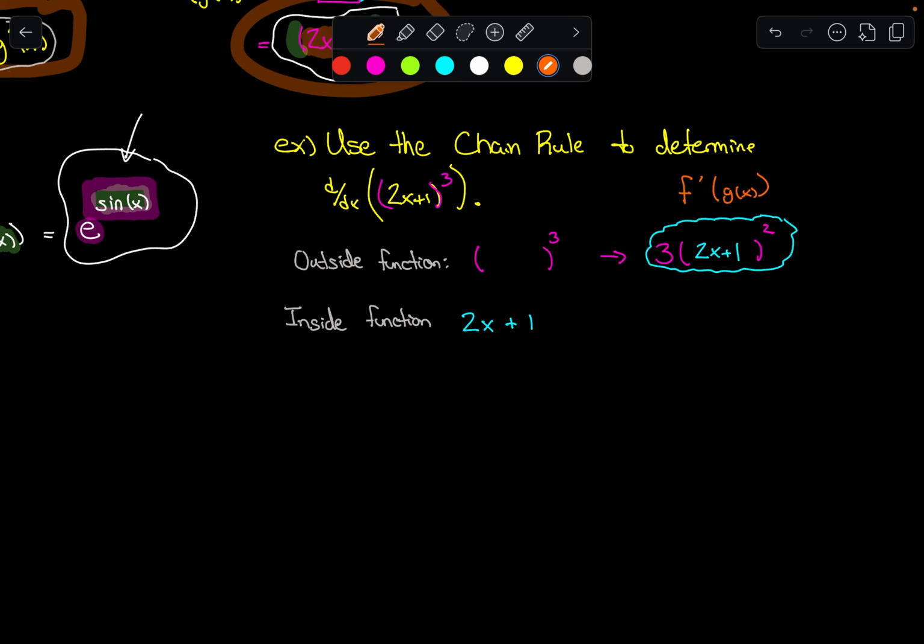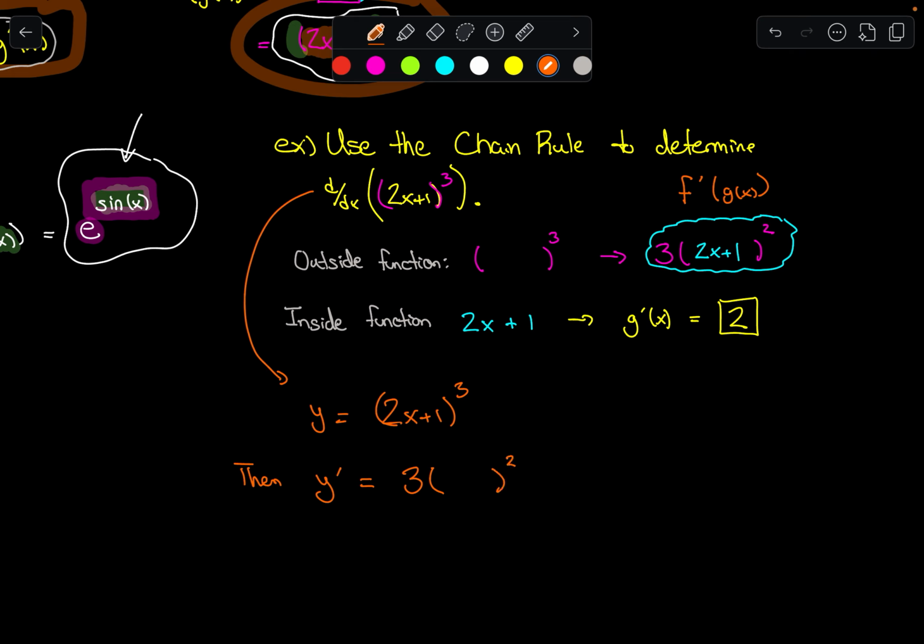Now, the derivative of the inside function is also not going to be too bad. The derivative of the inside, this is our g prime of x, is going to be equal to just 2. And so if we address this problem in its entirety, if y is equal to (2x plus 1) cubed, then y prime, the first derivative here, is going to be 3 times all of that stuff squared, so I'll write it down, just 2x plus 1. And then we're going to multiply this by the derivative of whatever is on the inside. In this case, it's just 2.